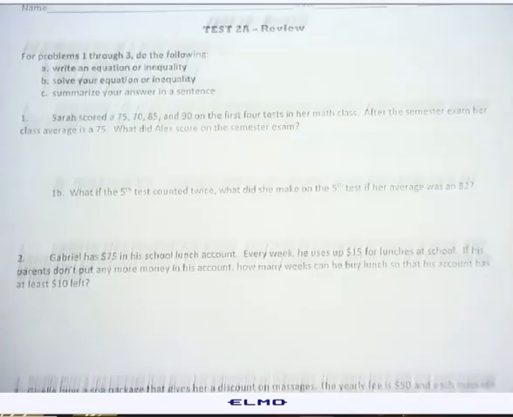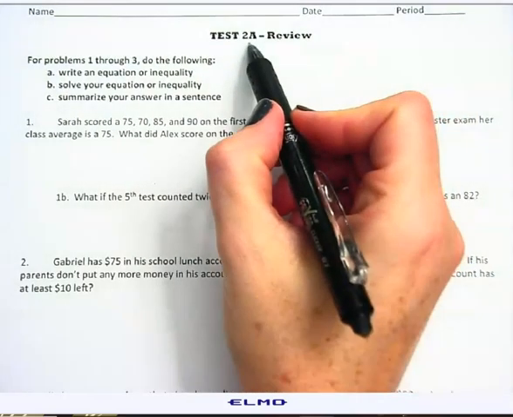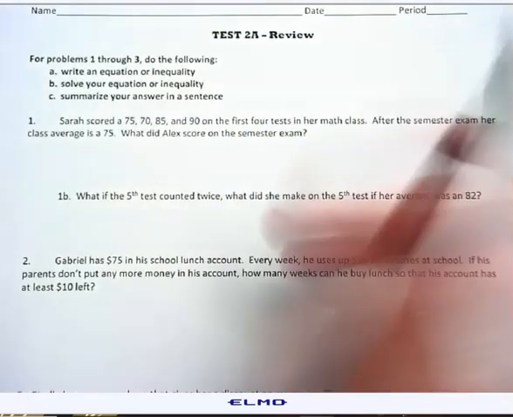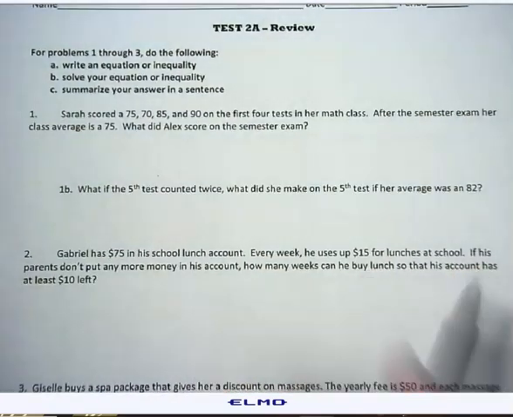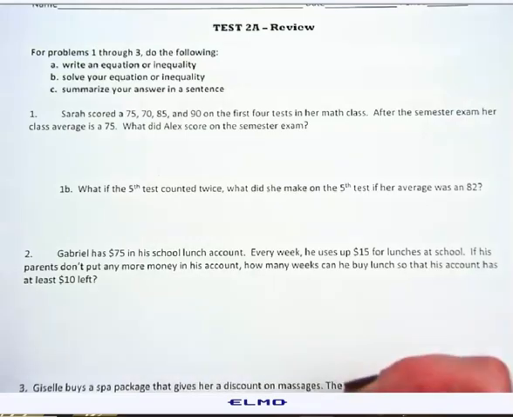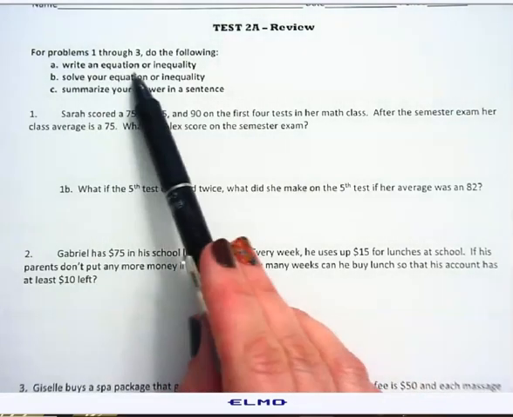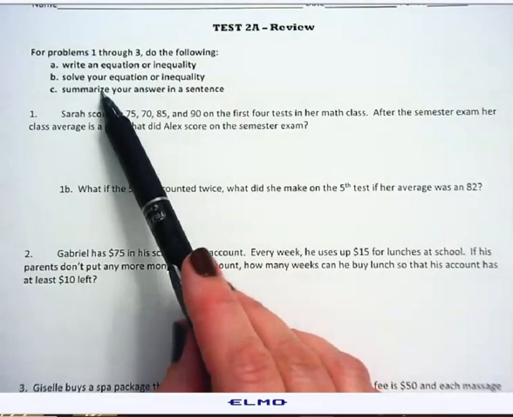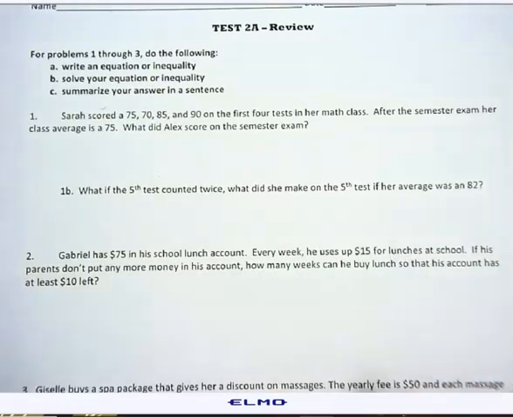All right, here is our test review for Unit 2A that was over solving equations and inequalities. For questions 1 to 3, we are practicing writing an equation or an inequality, solving it, and then summarizing it as an answer in a sentence.